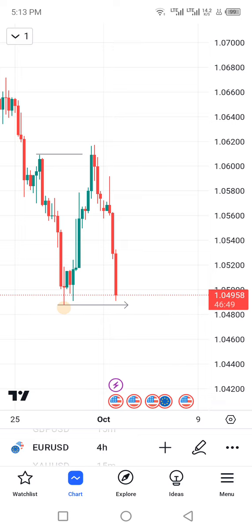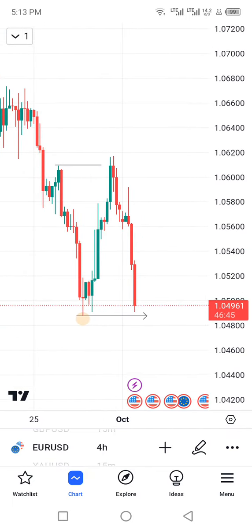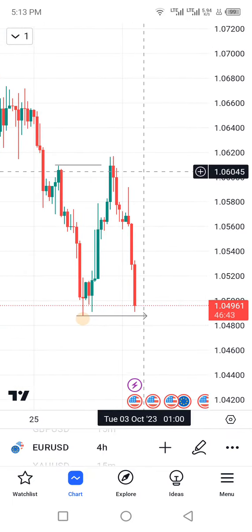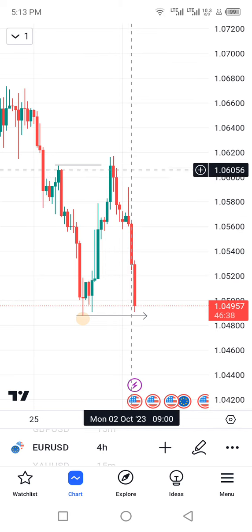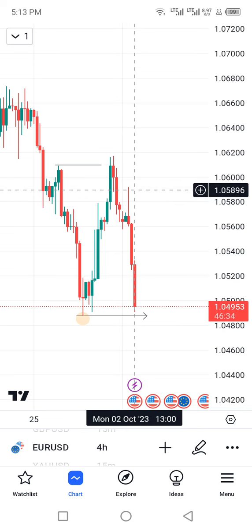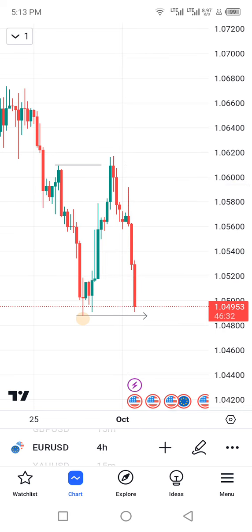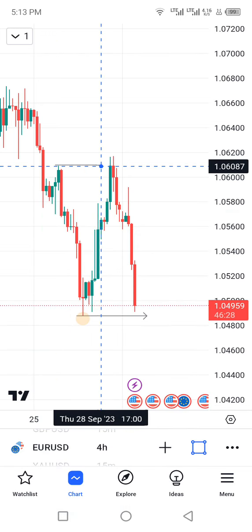I want to show you how we take entry in a scenario like that, because you should not just sell from wherever, here or anywhere. You can do that, but it's not the best way to analyze. And some people will just say, okay, this is a liquidity sweep.